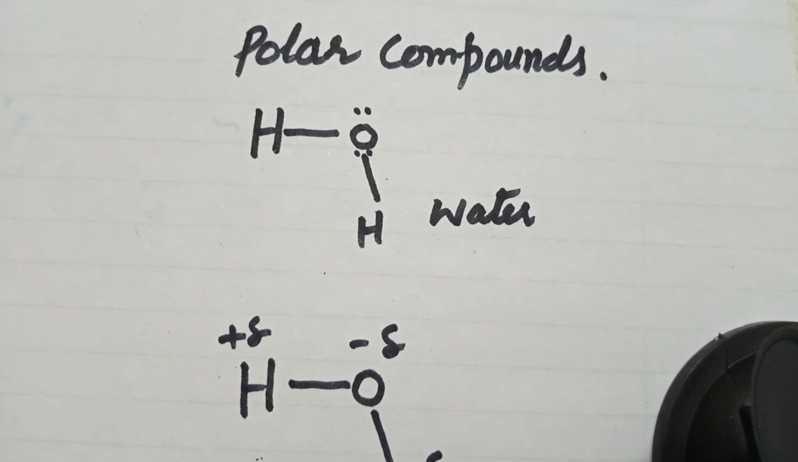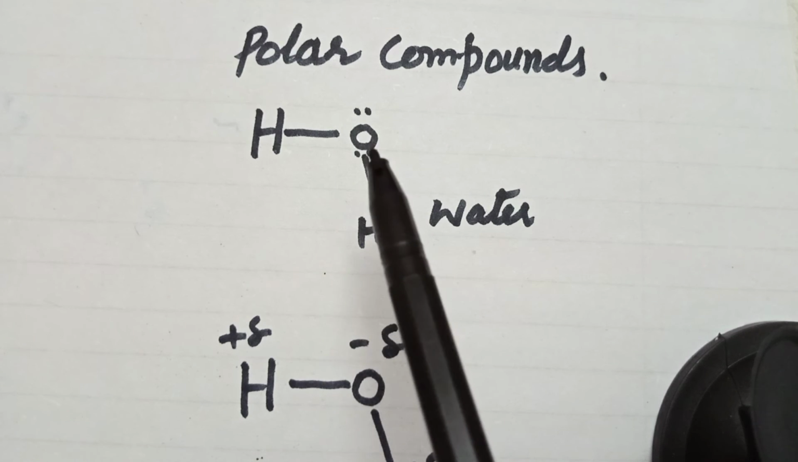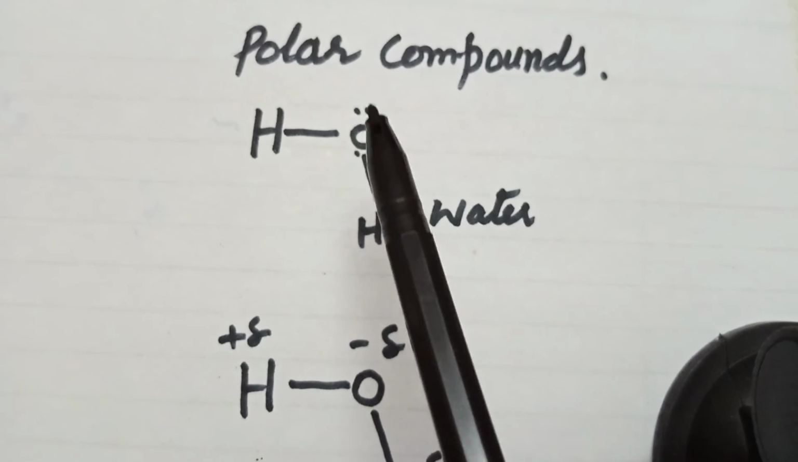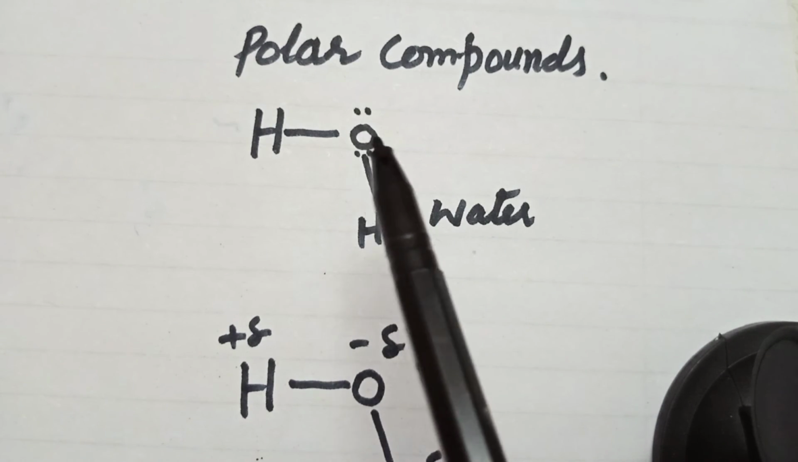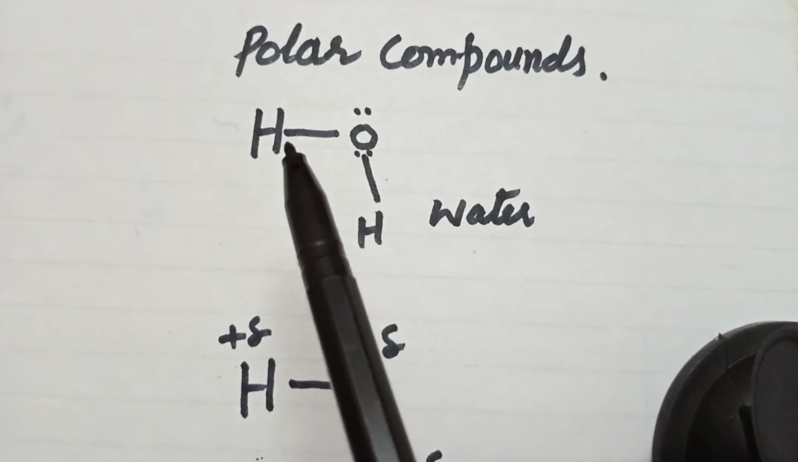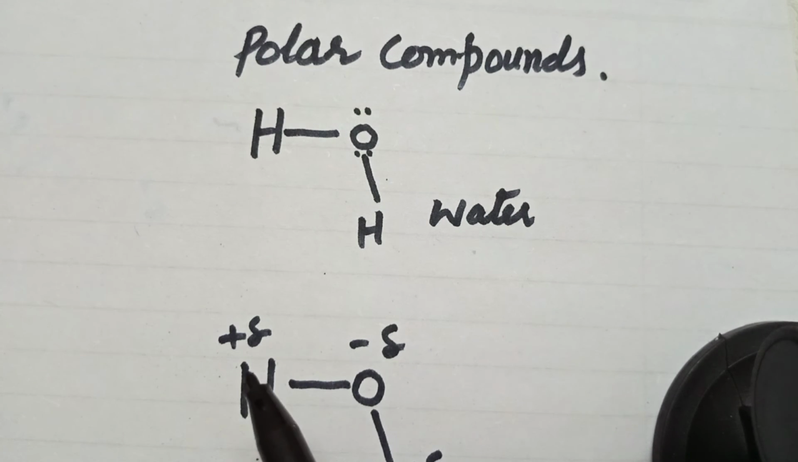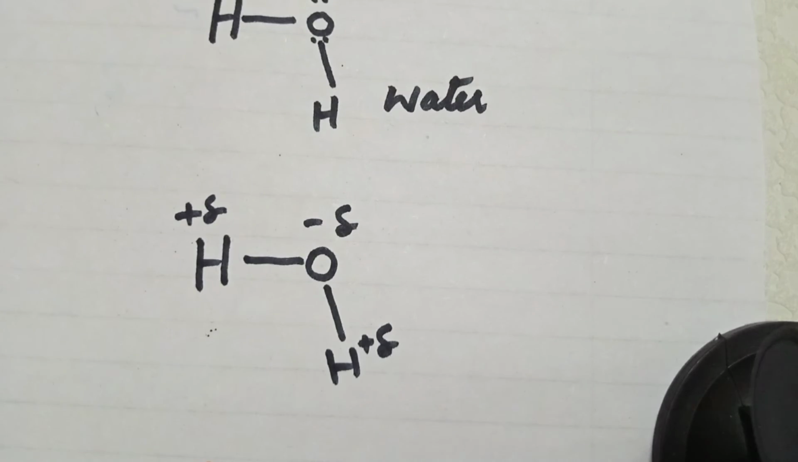Now we take some examples of polar compounds. The compounds which have the polar molecules are known as the polar compounds. For example, water. In water molecule, the oxygen atom is more electronegative and it has more force of attraction for this shared pair of electrons that is present between the hydrogen and oxygen atom. So here partial positive charge on hydrogen and partial negative charge on the oxygen is produced like this.